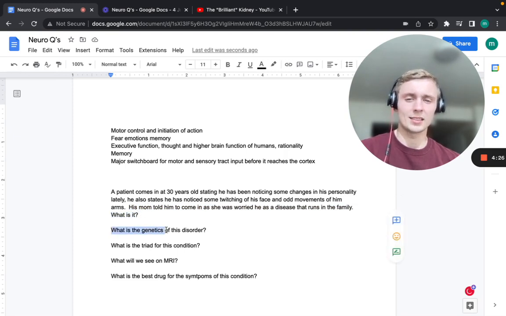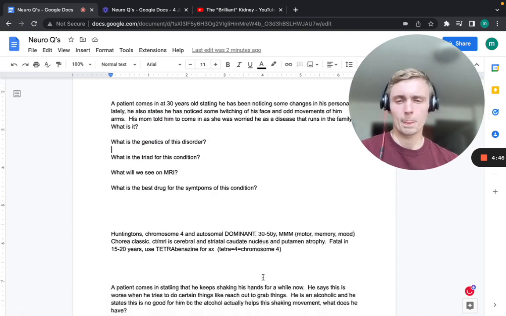What genetics is involved in this disorder? What is the triad of this condition? What will we see on MRI? And what is the best drug for the symptoms of this condition? So what drug? What are we going to see on MRI? What's the triad? What is this disorder anyways? And what's the genetics of this disorder?